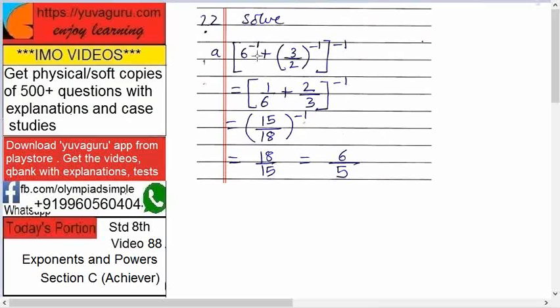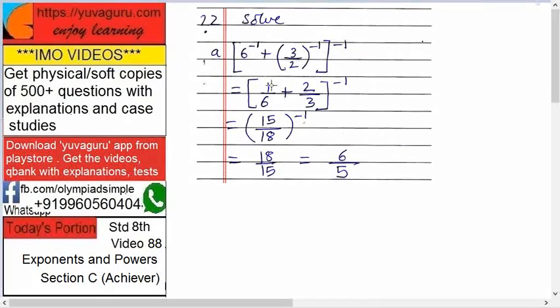Next is solve. There are 4 sub questions to this, and almost all are easier. So let's start. 6 raised to minus 1 plus 3 upon 2, the whole 3 upon 2 raised to minus 1, the whole raised to minus 1 means 6 and this 3 upon 2 whole raised to minus 1. Okay, so it's easy now. Just reverse them, means bring into denominator, and reverse this ratio.